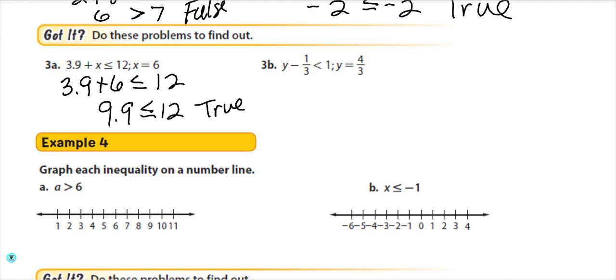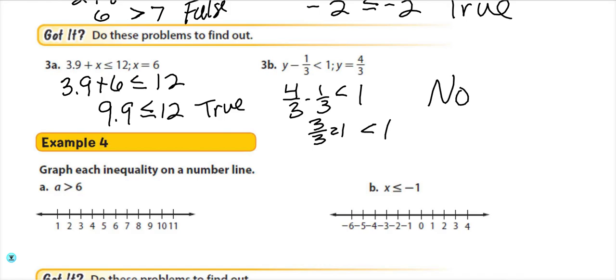Okay, part B, we have y minus 1/3 is less than 1. So if I have 4/3 and I take off a third, is that less than 1? Okay, well, 4/3 minus 1/3 would be 3/3, or 1. So is 1 less than 1? No, it's equal to. So that one is not true. Sorry, it should be false. Keep wanting to put yes and no.